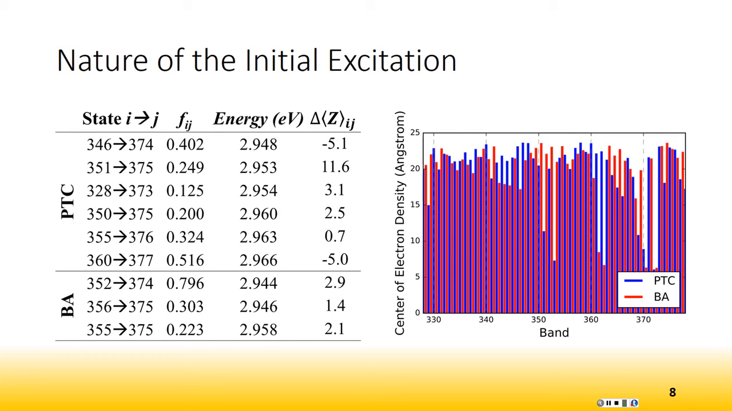This is very important because we want to see charge transfer. From this diagram, we can conclude that PTC facilitates charge transfer because it is either initially excited to a charge transfer state, or it has very few states to relax to get to a charge transfer state, whereas BA has to relax almost to the HOMO level.